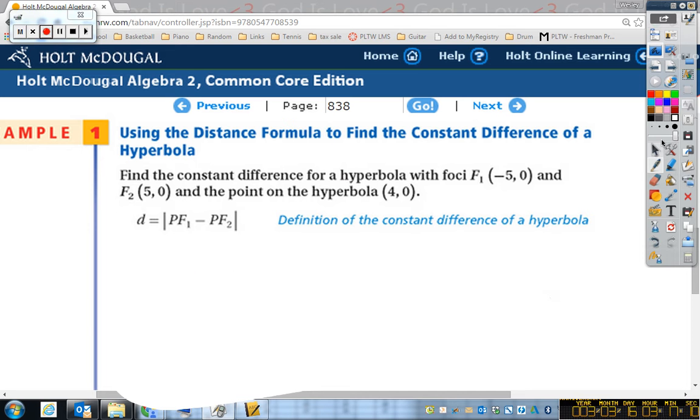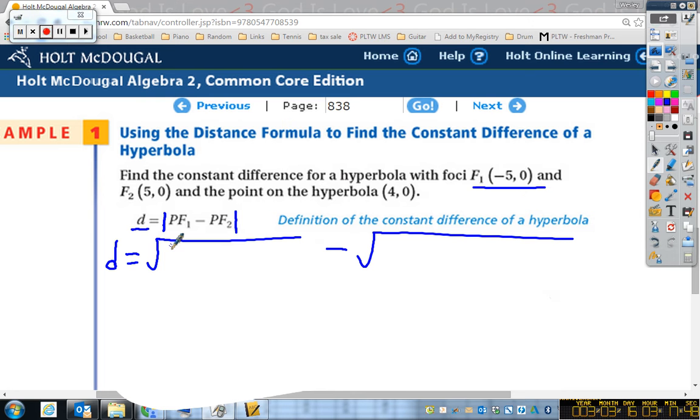The difference is that when I did this with ellipses, I added my two distance formulas, whereas with hyperbolas, I'm going to subtract. You'll see it says distance d equals, and those are absolute value signs. Those are important. The absolute value of the distance from the point to focus 1 minus the distance to focus 2. Now it doesn't matter what order I put them in. So we're going to say distance equals square root minus square root. Well, focus 1 is this one.